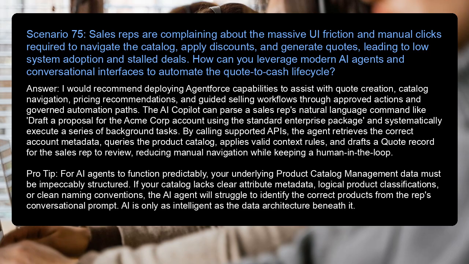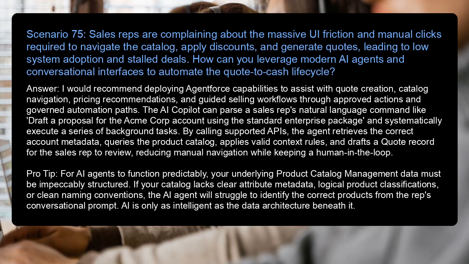Answer: I would recommend deploying Agentforce capabilities to assist with quote creation, catalog navigation, pricing recommendations, and guided selling workflows through approved actions and governed automation paths. The AI copilot can parse a sales rep's natural language command like "draft a proposal for the Acme Corporation account using the standard enterprise package" and systematically execute a series of background tasks. By calling supported APIs, the agent retrieves the correct account metadata, queries the product catalog, applies valid context rules, and drafts a quote record for the sales rep to review, reducing manual navigation while keeping a human in the loop.